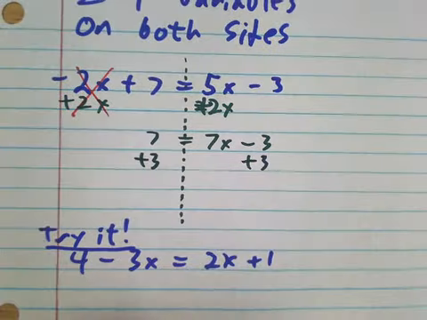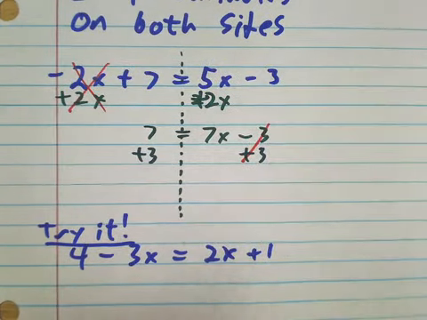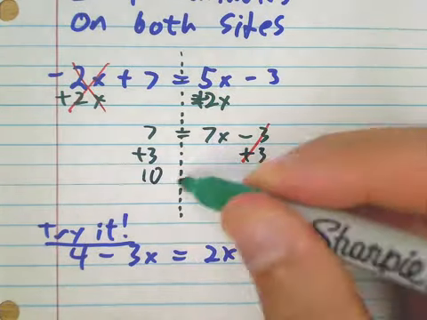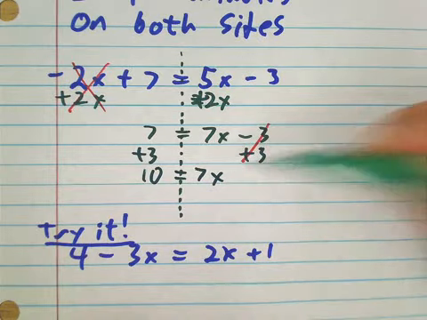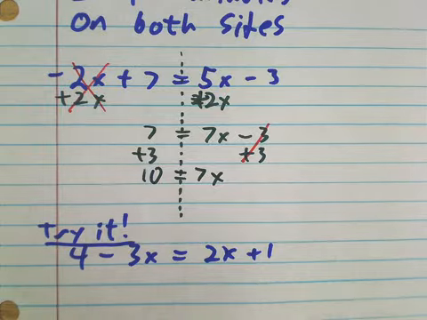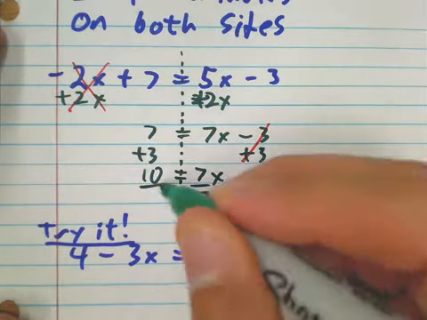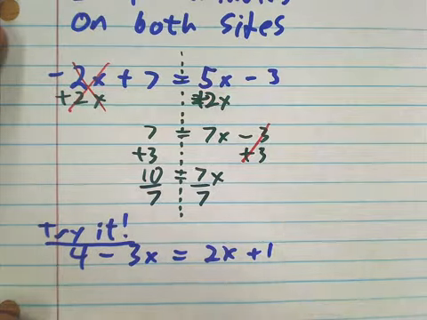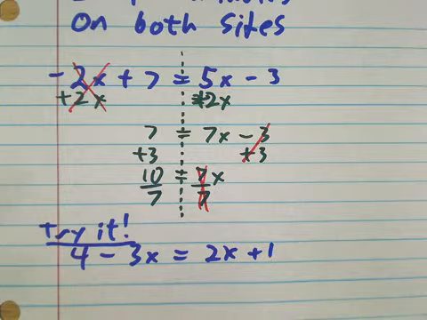Okay, so these will cancel out. And 7 plus 3 is 10. Okay, the 7x I just bring down. Nothing combines with it. And my final step is to divide by the coefficient, divide by 7. And I'm going to get a little lazy here. I'm not going to rewrite my answer, but x is 10 over 7.